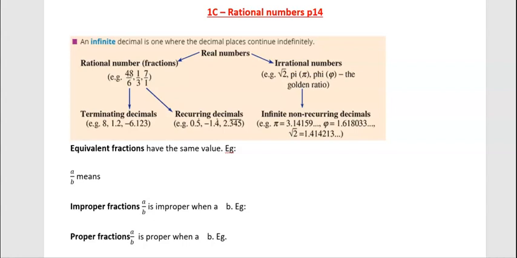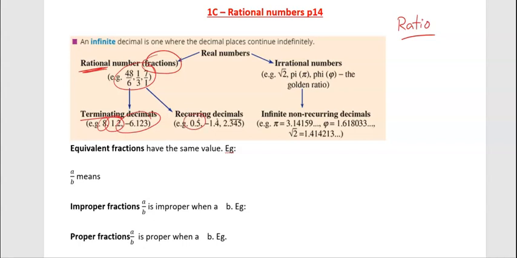Irrational numbers. I'm not talking about rational like being able to be reasoned with, but rational like ratio. A rational number can be expressed as a fraction. And a rational number can be a terminating decimal, so it could be just an integer like 8 or 1.2, with no more decimals after that. Still, in terms of rational numbers, numbers that can be expressed as a fraction, which is a kind of ratio, we can have recurring decimals.